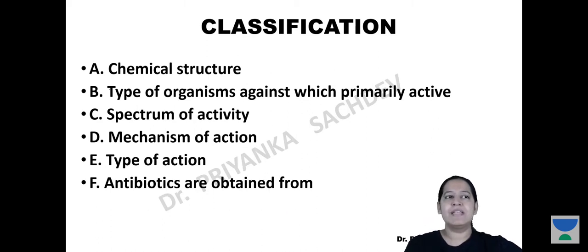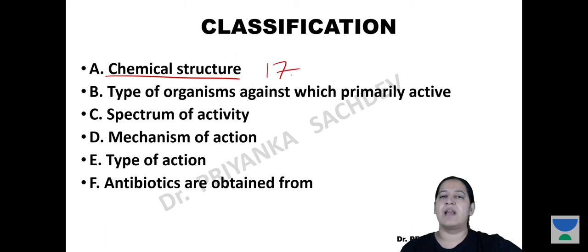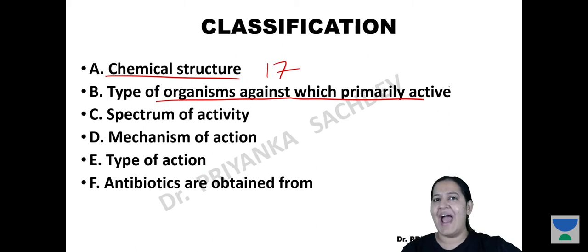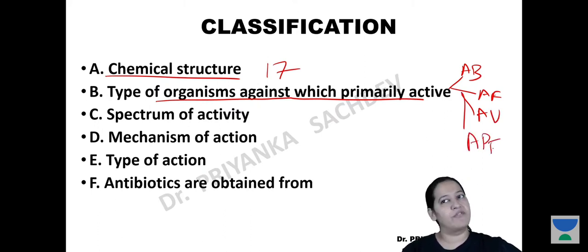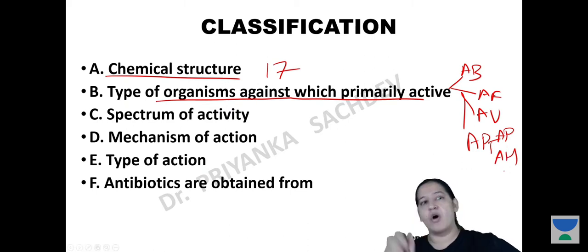Based on chemical structure, there are 17 classes. Based on organisms on which they particularly act, they are antibiotic, antibacterial, antifungal, antiviral, and anti-parasite. Parasite means it is of 2 types, anti-protozoal or anti-helminthic. Based on organism, they are killing.